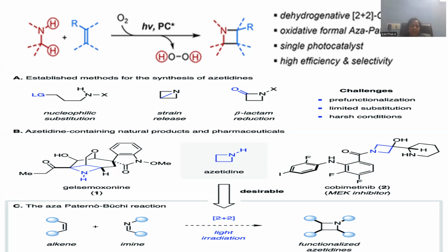Let me show the same reaction over here. Alkene is one of the moieties, and imine is another moiety. Alkene combines with the imine by the process called 2+2 cycloaddition. Light irradiation, photochemical conditions, should be applied, and the product formed will be a functionalized azetidine. This is the azetidine we are expecting from the cycloaddition reaction, and this reaction is designated as the Aza-Paterno-Buchi reaction.